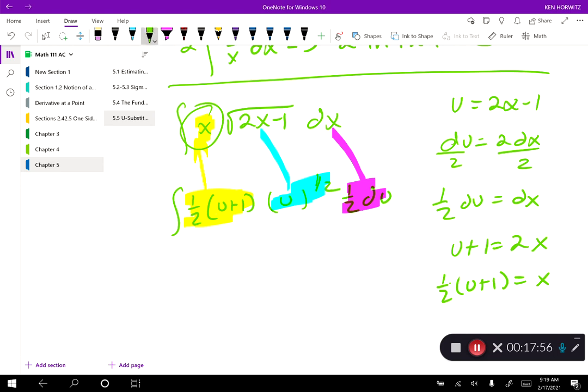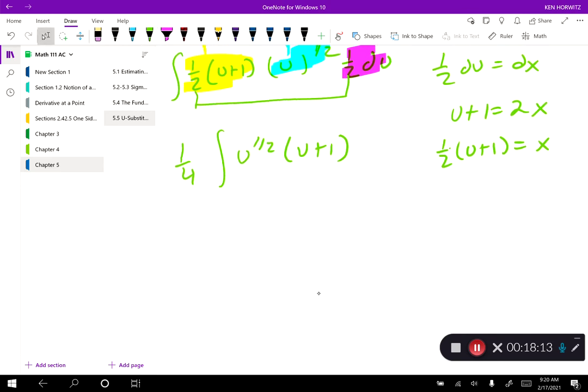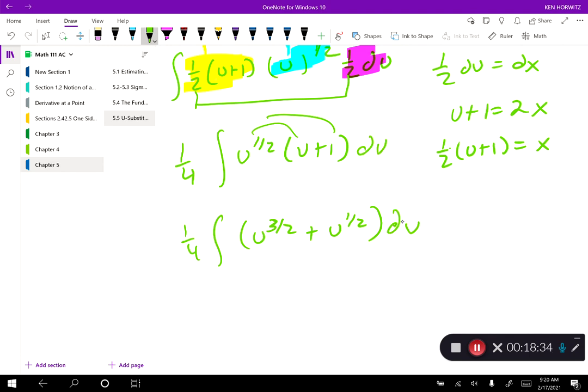Now I've got two constants. I've got 1/2 times 1/2 is 1/4. The integral of u to the 1/2 times u plus 1. Remember, with multiplication, the order doesn't matter. However, what can I do even before I integrate? I can distribute. So I have 1/4, the integral of u to the 3/2 plus u to the 1/2, right? And I need a du out here, and I need a du over here.